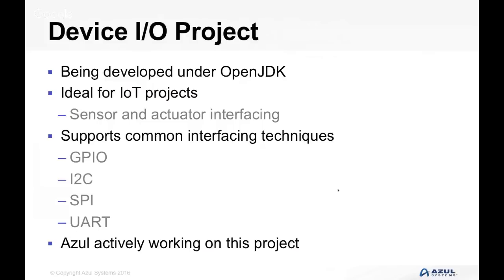So the Device I/O project gives you all of the common interfacing techniques. There's GPIO, general purpose I/O, I2C, SPI, UART for serial communication. All of these things become very simple because there's just an API and you say, okay, open this pin as this type of connection, send this data, read data from there. All of it's very simple from a Java programming point of view. So it does make your life a lot easier.